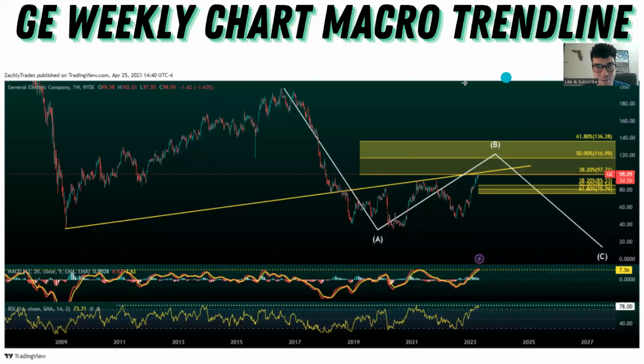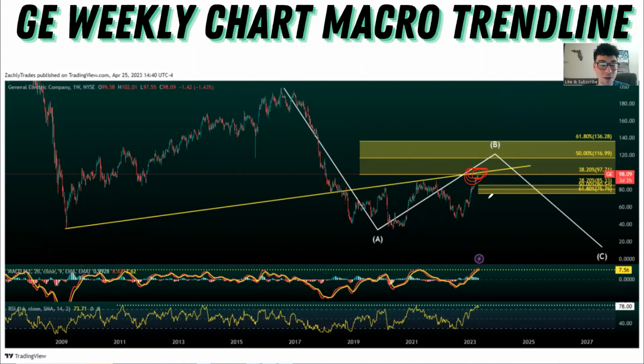As I mentioned, we're testing this weekly chart macro trend line. This right here is 2009, the great financial crisis. We hit extreme lows, a huge tank in the share price of GE, and we established an upwards trend line here. We bounced, then broke through and retested it, fell back down below, retested it again, fell back down below. And now in 2023, we're retesting that trend line again.